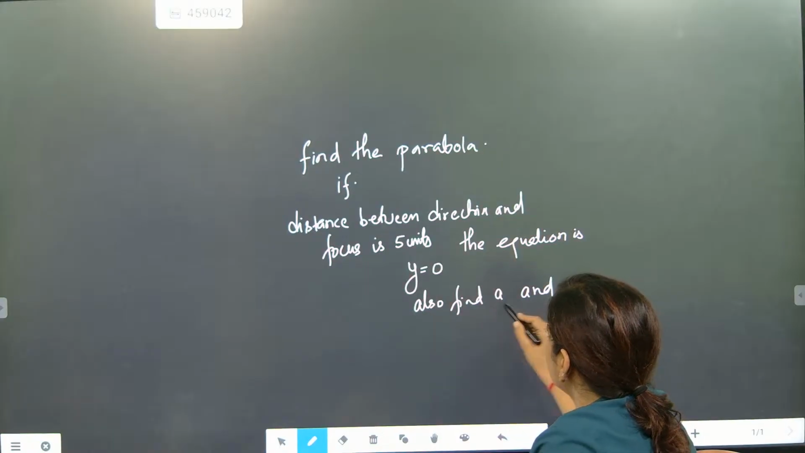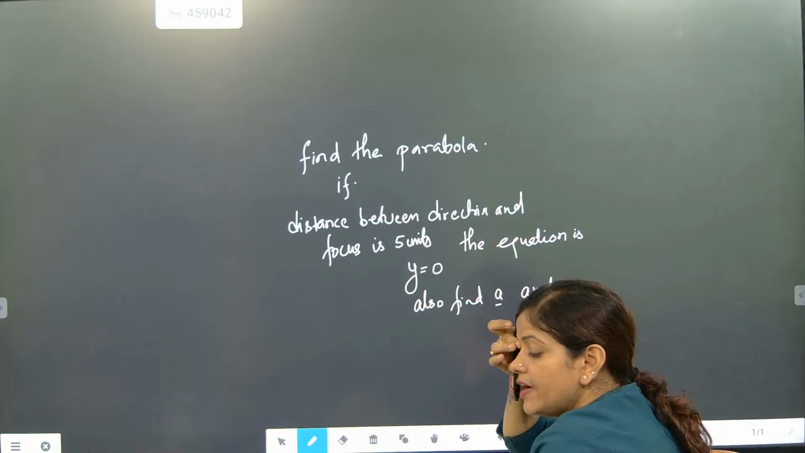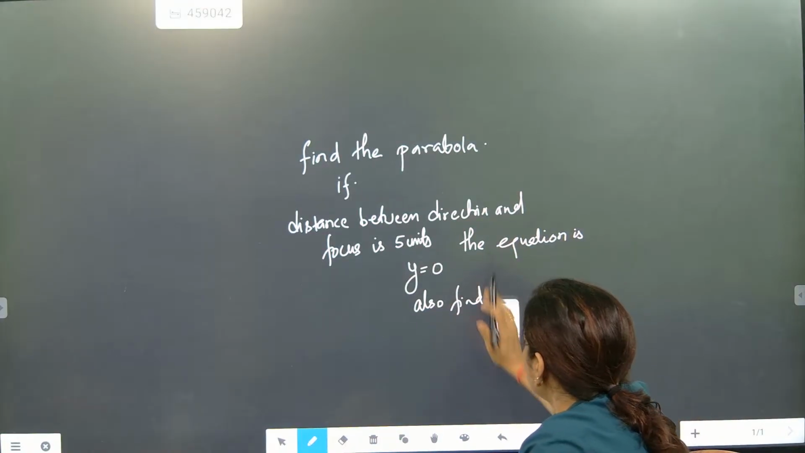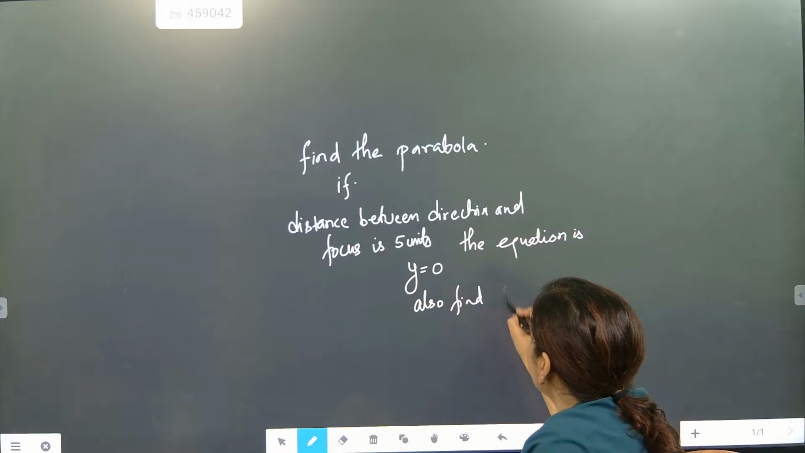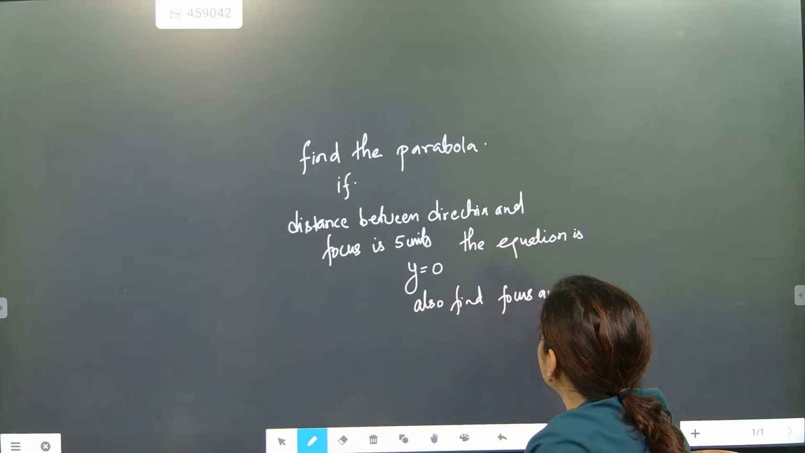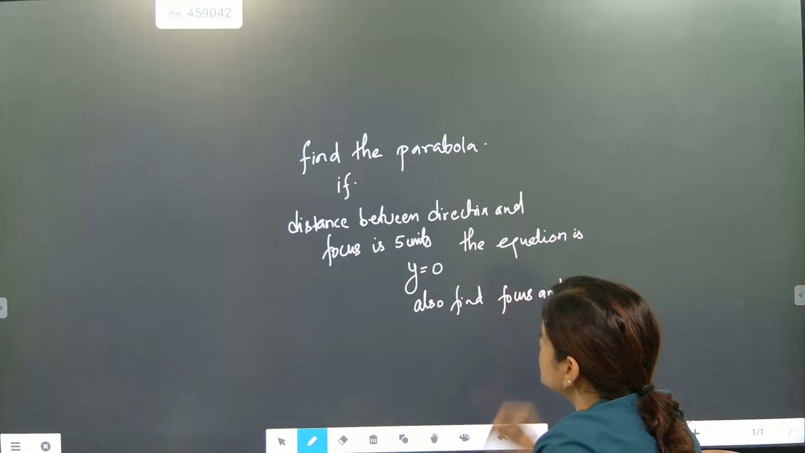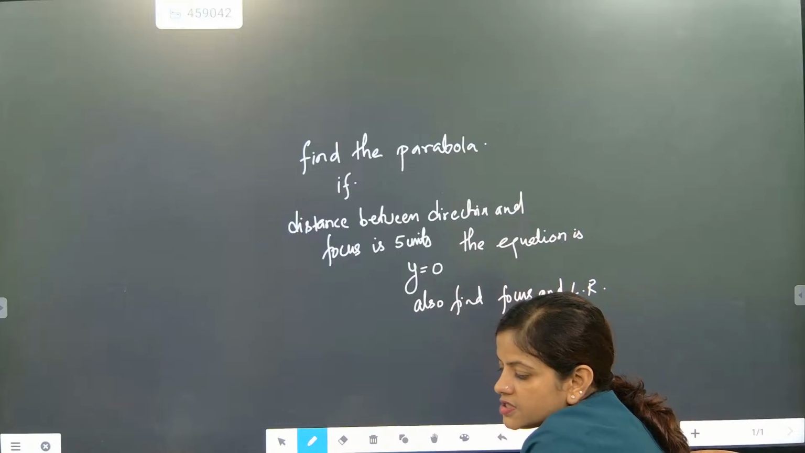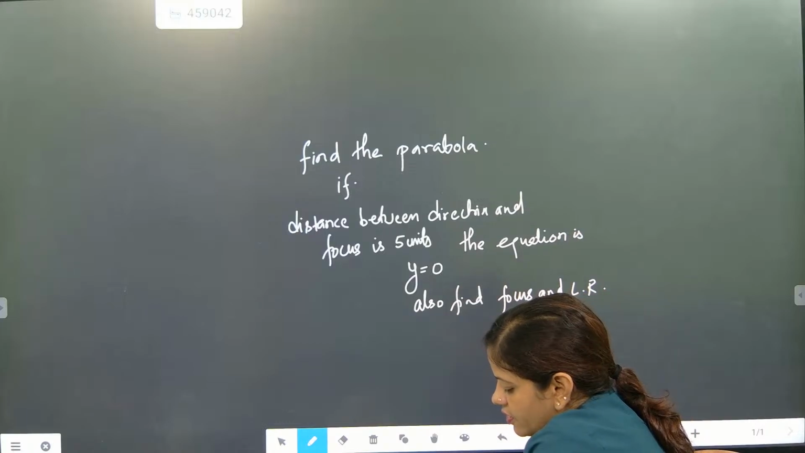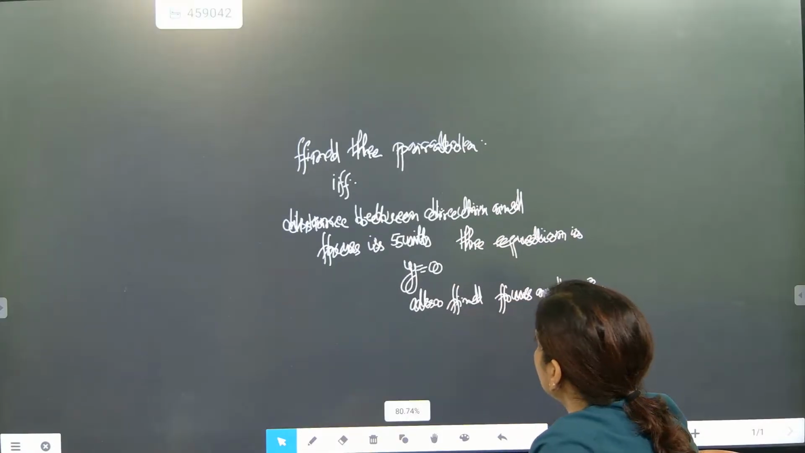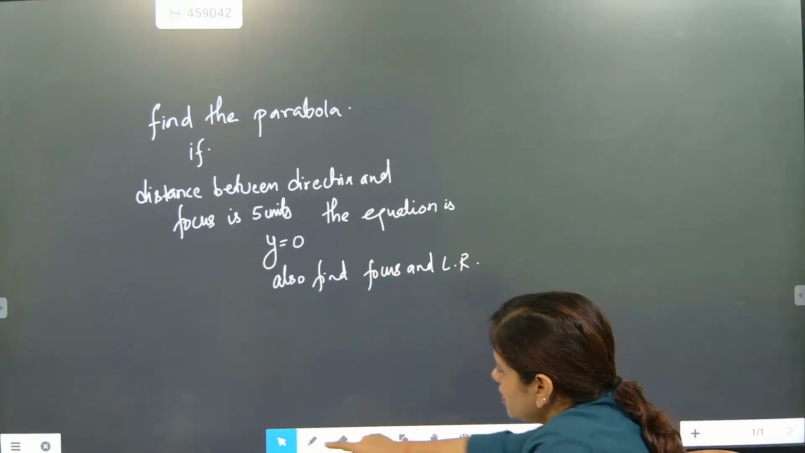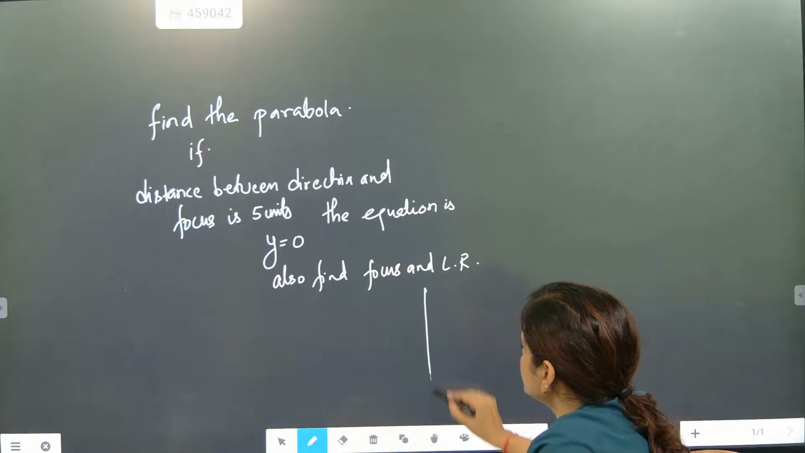a. Also find a means that also find, because the equation is written, so focus. Also find focus and latus rectum. This is the question. This is exactly a dual type of question where you need to answer it very systematically. So when somebody asks you how we are going to solve it, first part is you will be drawing this one.